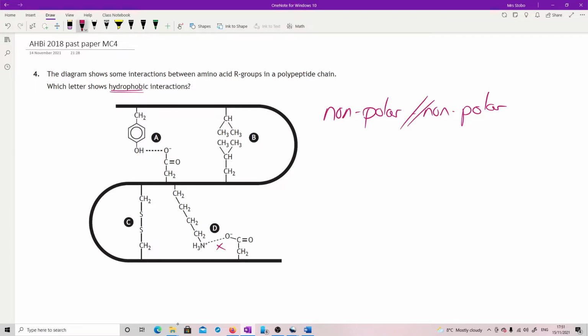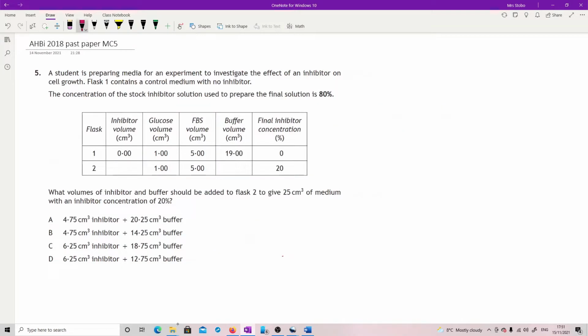Let's get rid of this one because this is ionic. We have charges and they like being near water. Let's get rid of this one because this is covalent. This is a disulfide bridge between two cysteines. And this one here is again charged, with the hydrogen coming off here, so that's a hydrogen bond. Also super happy to be near water. This, however, these are both non-polar, so the correct answer is B.